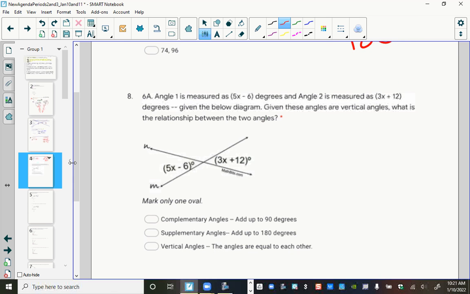Vertical angles. Oh, and I forgot to update it because what do we know about vertical angles? What's the relationship? They are equal. Congruent, equal. Yeah. Vertical angles, angles are equal to each other. Yep, their measures equal. So like, I should say congruent. The vertical angles are congruent.